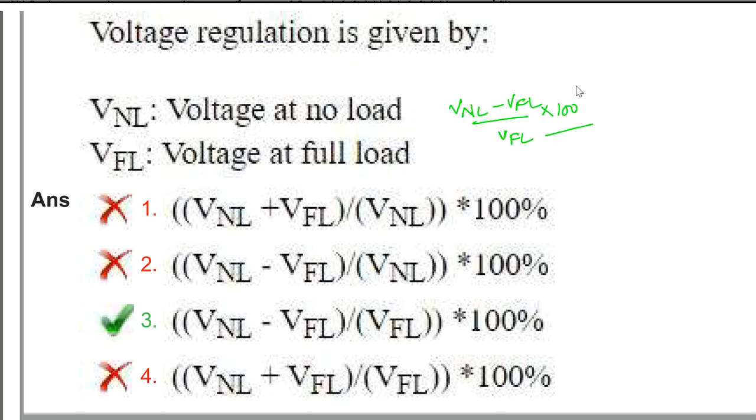So no load voltage is always greater than full load voltage because of voltage drop. So the answer will be V no load minus V full load by V full load into 100%. If they ask about the percentage, generally voltage regulation means no load minus full load by V full load. In some textbooks it is also given differently; it depends upon whether you are following regulation up or regulation down.